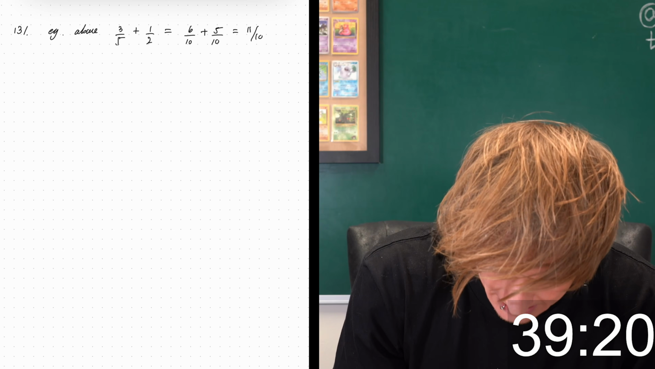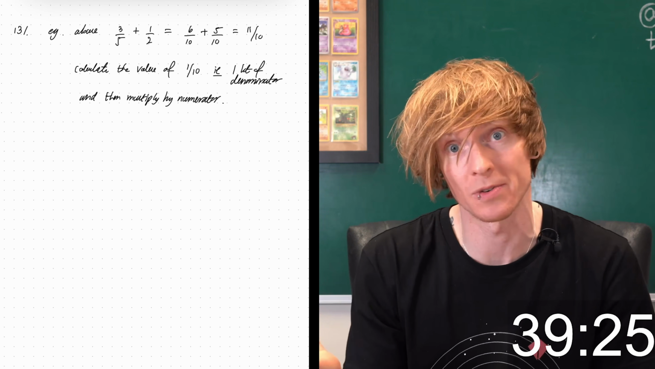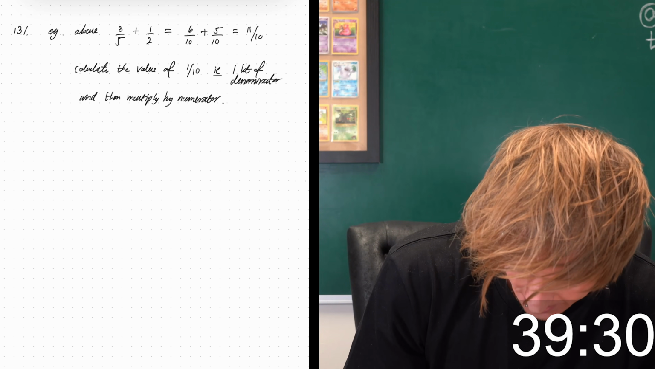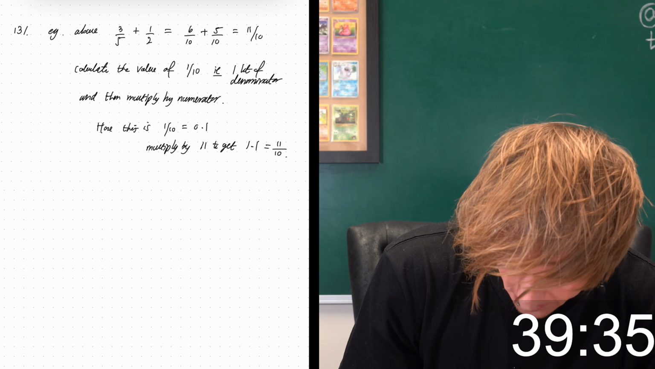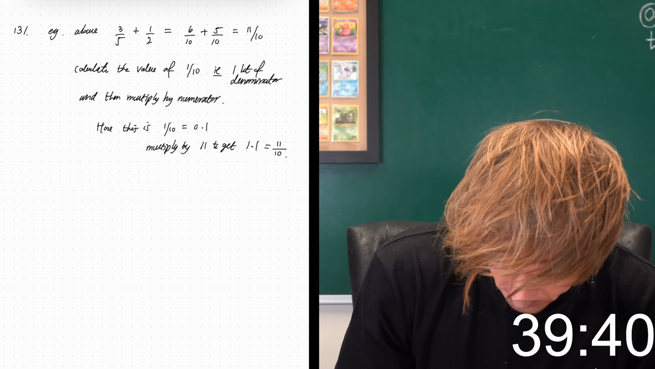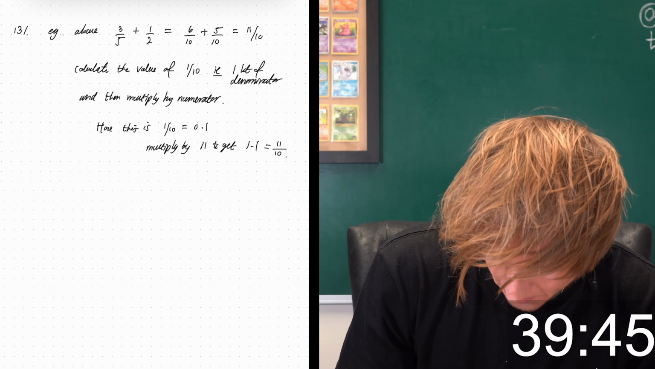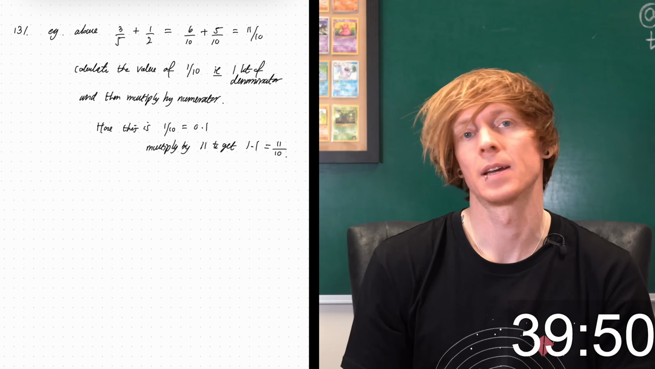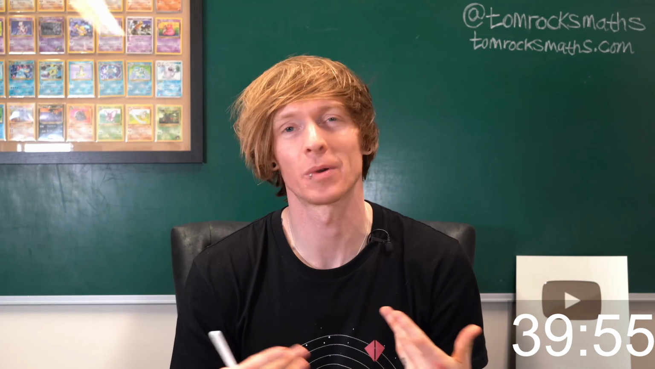Okay, so I would now calculate e.g. the value of 1/10, one lot of the denominator, and then multiply by the numerator. So to exemplify, this is 1 over 10, which equals 0.1 as a decimal, and then multiply by 11 to get 1.1, which equals 11 over 10. So there is an exemplification. I obviously could have done twelfths, I just don't really want to work it out.